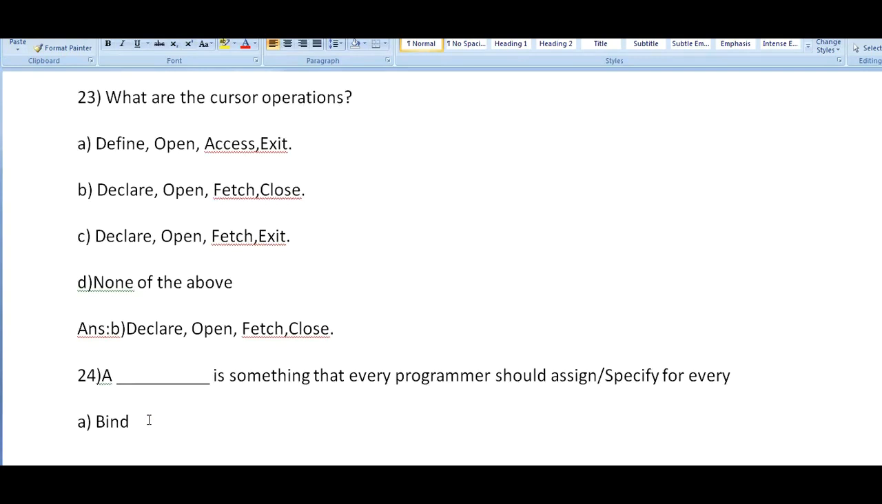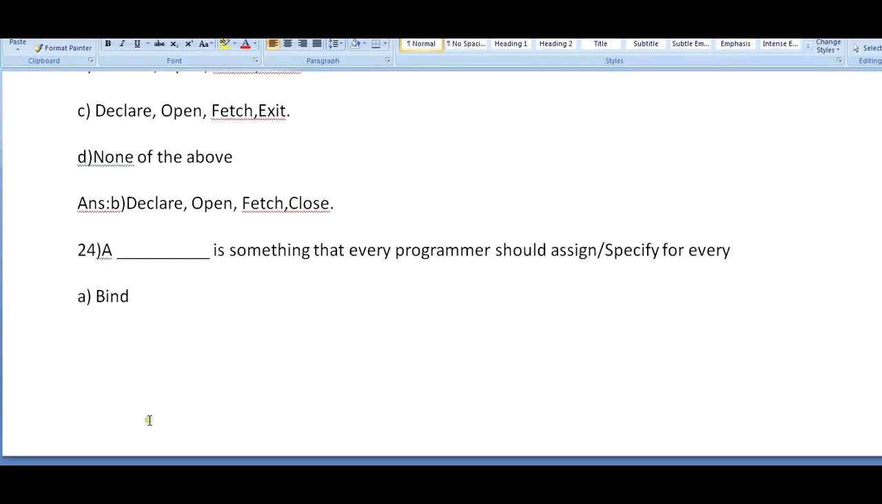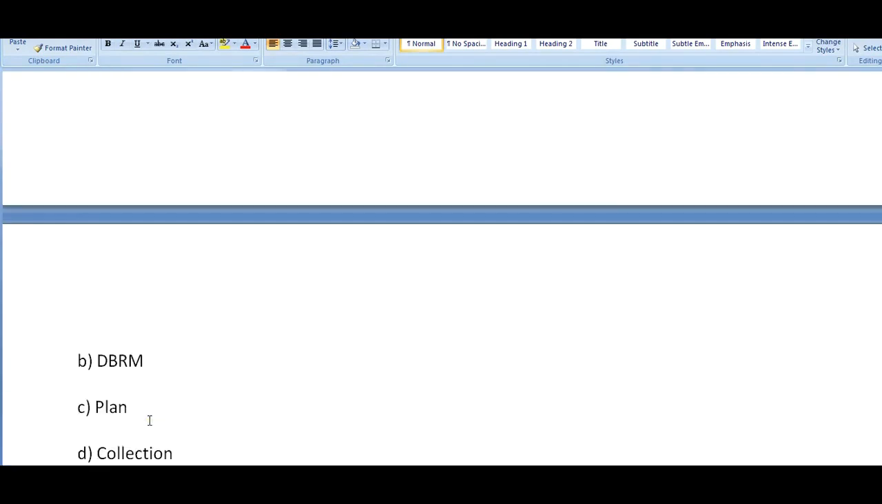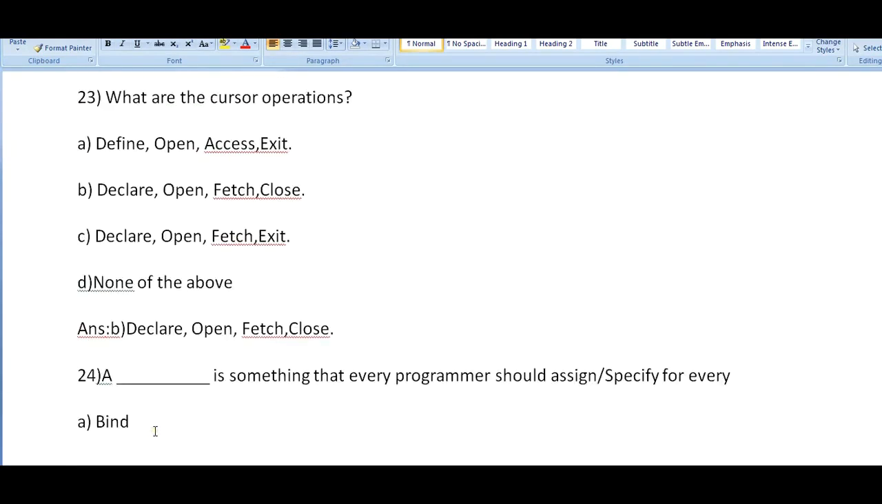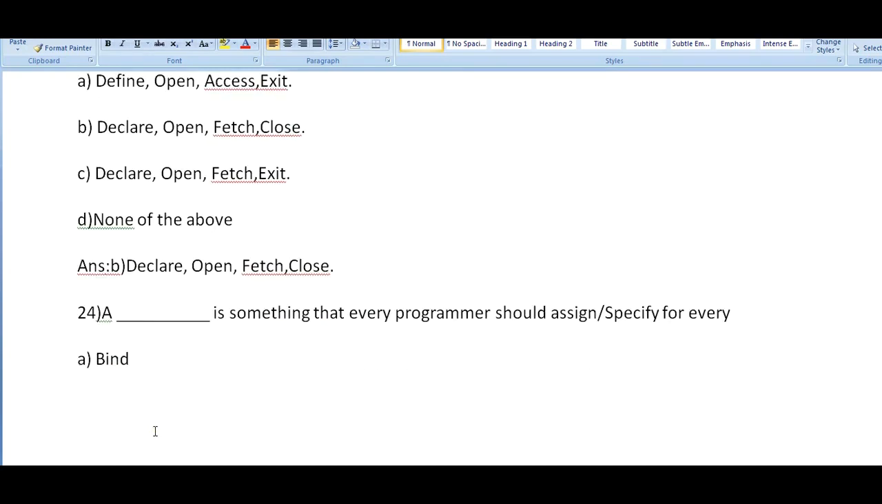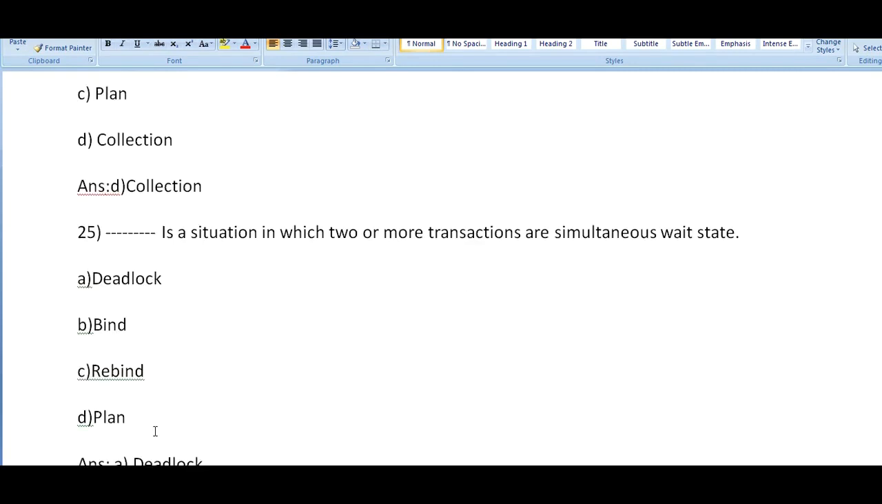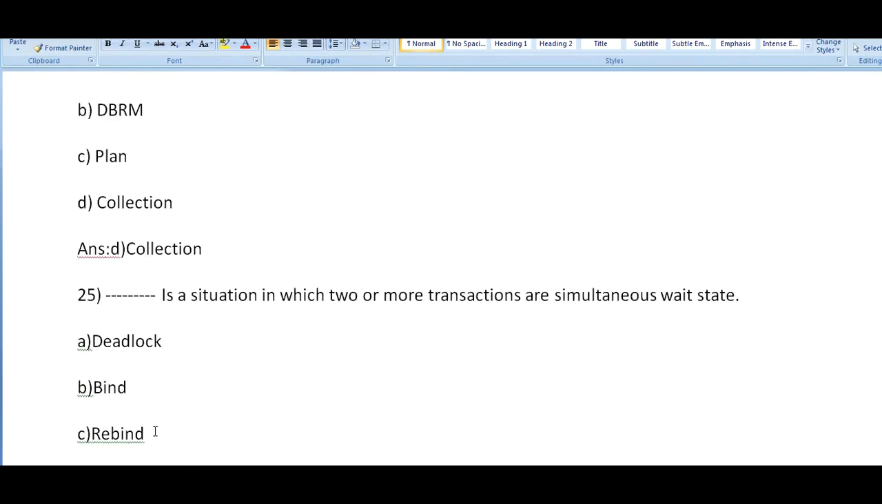A dash is something that every programmer should assign or specify. Bind, DBRM, plan, collection. Collection. A collection is something that every programmer should assign or specify. Dash is a situation in which two or more transactions are simultaneously in a wait state. Is it deadlock? Is it bind? Is it rebind? Plan. It's deadlock.